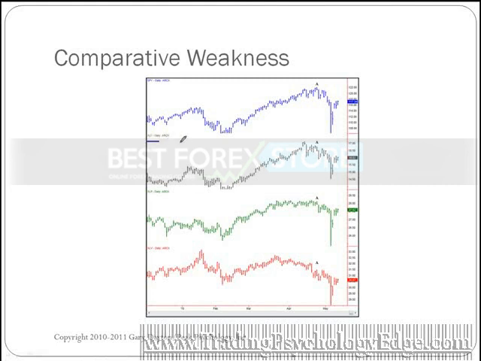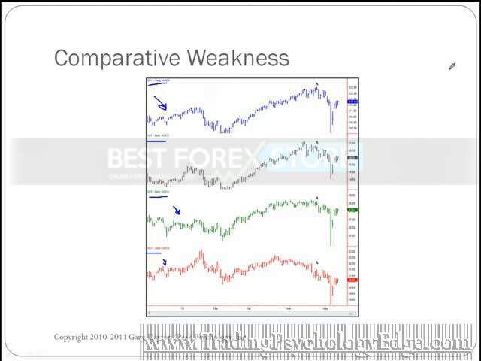Here's XLF, that's in black here, that represents the financial sector. We have XLP, which I think is the consumer staples, that's in green. And then XLV is the healthcare sector. Probably not as big a contributor to the overall market, which is represented by SPY. That's the ETF for the S&P 500, and that's here in blue.